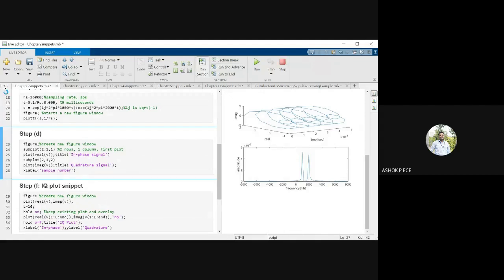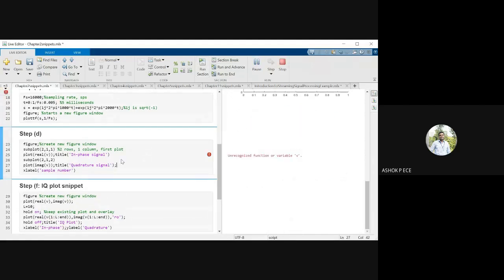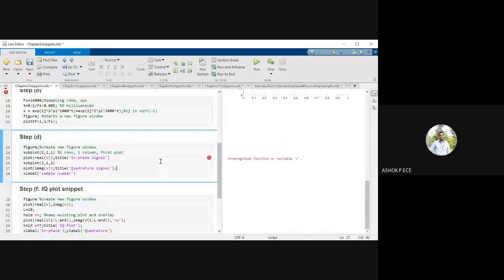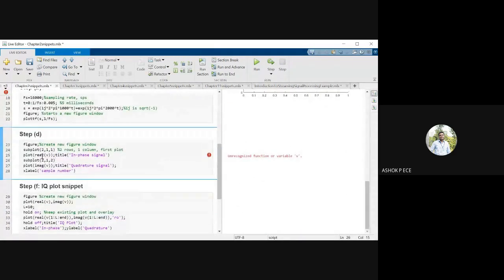Next one is when you do modulation, you will be having in phase and quadrature phase. So that signal is given here actually, but that variable V is missing. You know, in phase signal means the real component. The cos is going to be the in phase signal, and the sine is going to be your quadrature phase signal. Okay, so that is going to be the in phase and quadrature phase signal.